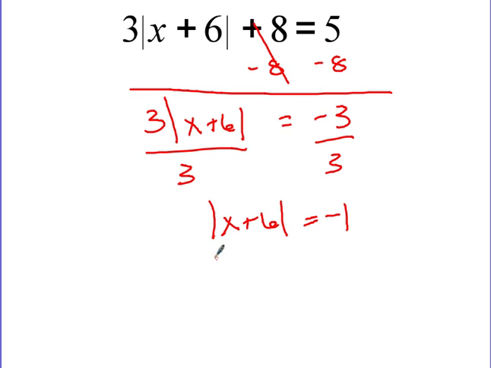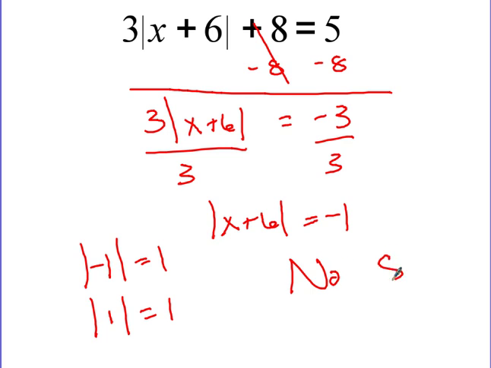So there is no way I can solve this, because the absolute value of negative 1 is positive 1. The absolute value of positive 1 is positive 1. There's no way for me to get the absolute value of something to equal a negative answer. So therefore, there's no solution. This is impossible. There's no solution to this particular absolute value equation. Whew. Okay. So no solution, because all I have is a negative value on the right-hand side.